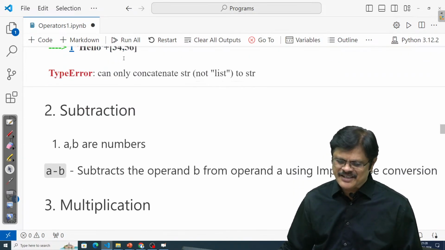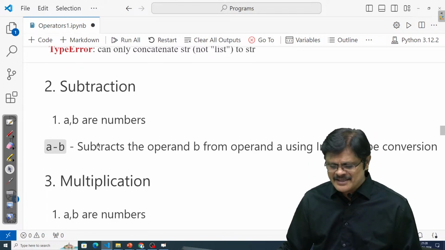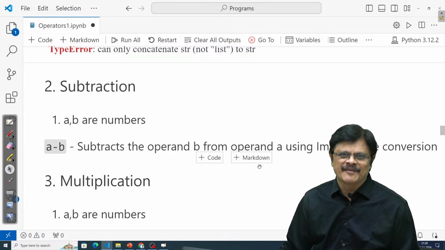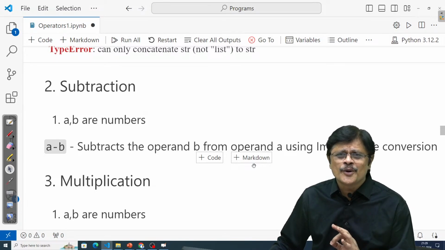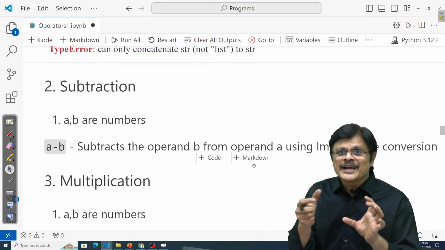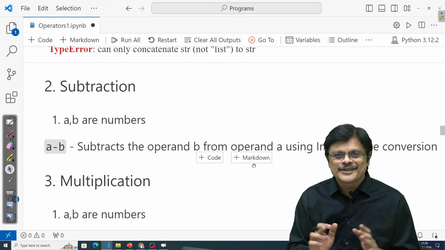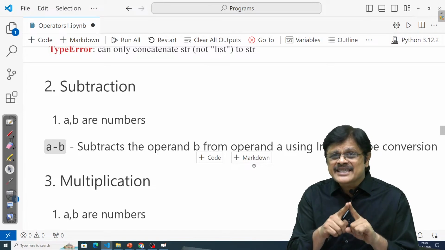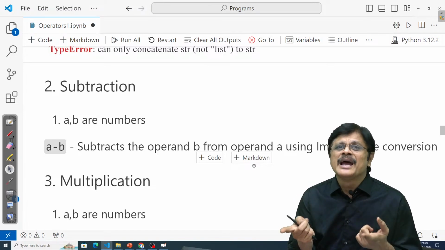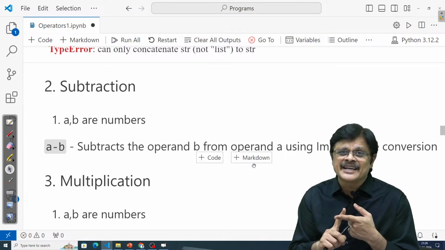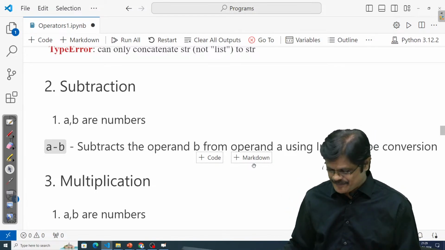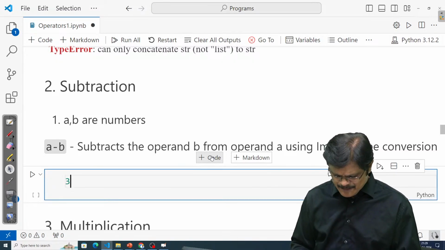Then we have subtraction. Suppose A and B are numbers, A minus B subtracts operand B from operand A using implicit type conversion. Same as addition, sir, here subtraction will happen. And please note that there is no subtraction like removing a string from a string. It's not like that. So no subtraction between sequence types, sir. Only addition is defined between sequences of the same type, and that addition is concatenation when applied between two sequences of the same type other than range. So here you can just subtract two numbers, sir.